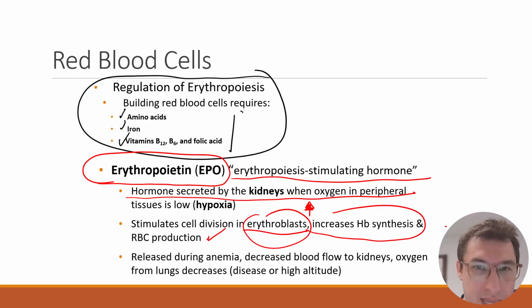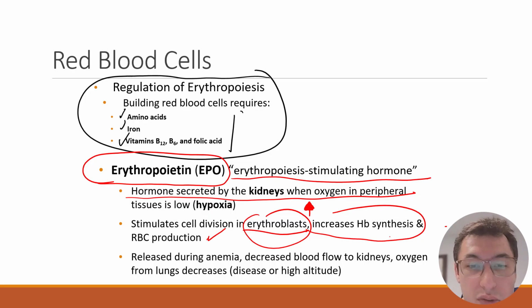So erythroblast is just the baby cells, remember, the ones with the nucleus. During anemia, you may find that red blood cells are decreased, but depending on the type of anemia, in the short term you may find that the erythroblasts will increase, and then in the long term, they will decrease.